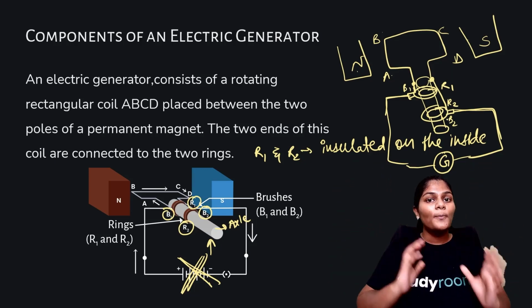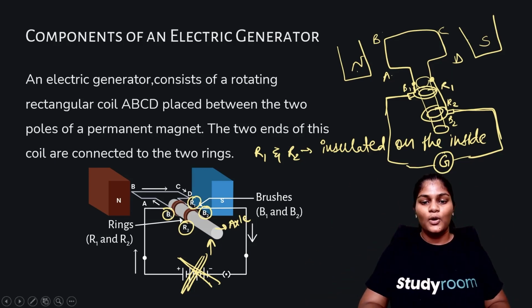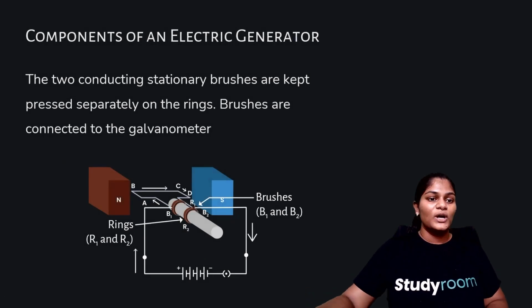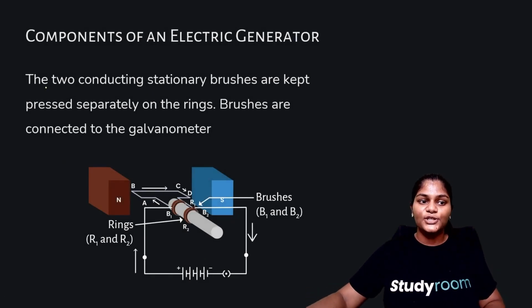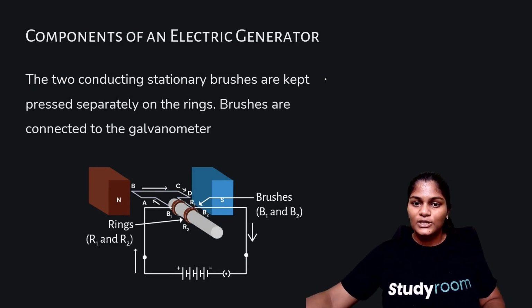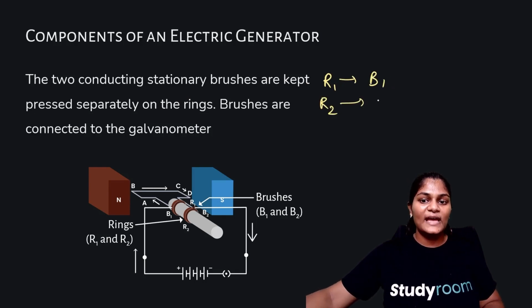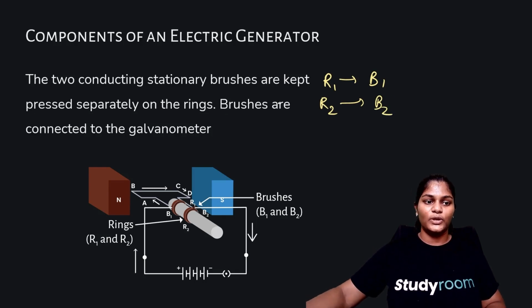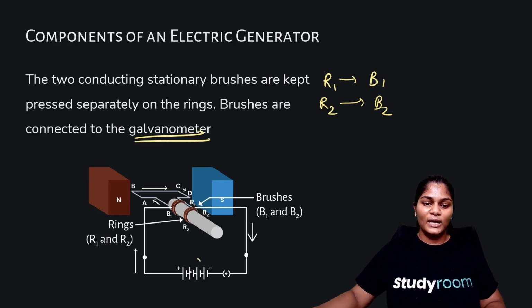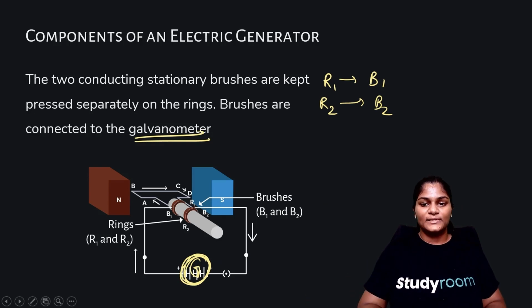Okay, so I hope all of this is clear now, and now we can go to the working of the electrical generator. Okay, let's go. So these are still the components. This is what I explained to you, that the conducting stationary brushes are kept pressed separately to the rings. Okay, so R1 ring has B1 brush connected to it, R2 ring has B2 stationary brush connected to it, and the brushes are connected to the galvanometer. See, it's written galvanometer here, but it's actually drawn as a battery, but this is a galvanometer. Okay, great. Let's go now.